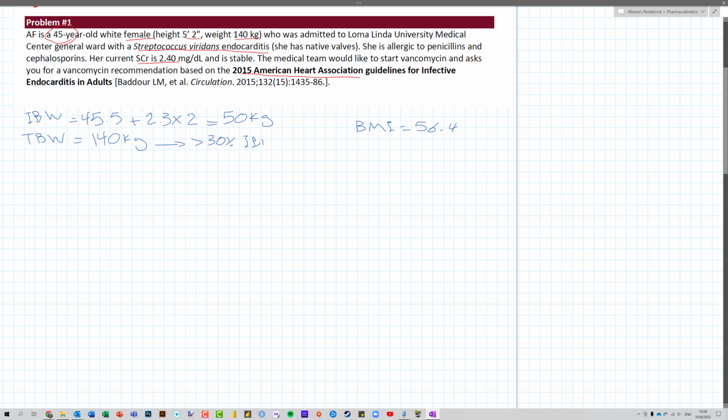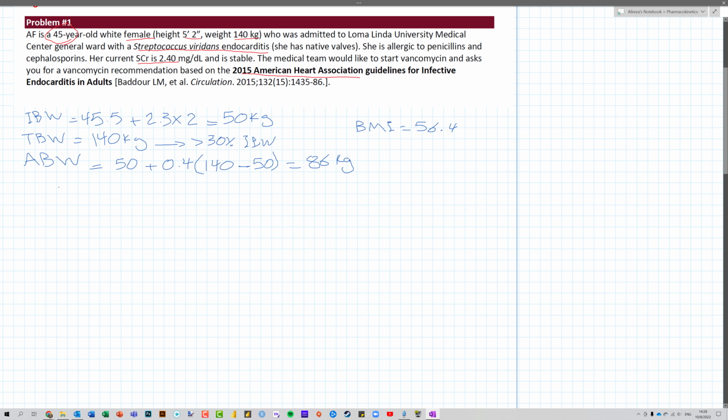So this is more than 30% of ideal body weight. So we are going to calculate adjusted body weight, which is essentially the ideal body weight plus 40% of the difference between ideal body weight and total body weight. So total body weight is 140 kilos minus 50, which would give you 86 kilograms as adjusted body weight. And of course, for vancomycin, we always use total body weight when it comes to dosing.